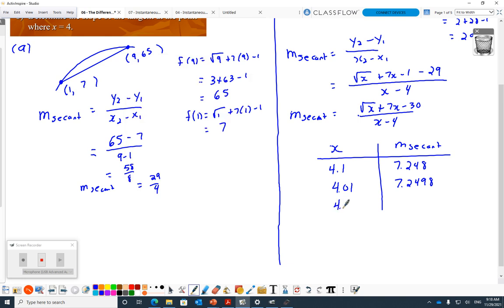7.24. Oops. 7.24998. It's definitely heading towards something now. I've got this thing nailed down. Therefore, the slope of the tangent is equal to 7.25. I'm going to put approximately because we're still sort of guessing. Is it possible the answer is actually 7.24999, not 7.25? Well, yeah, maybe. You know what I mean? But that's why I put approximately. 7.25 is a great approximation to this answer.